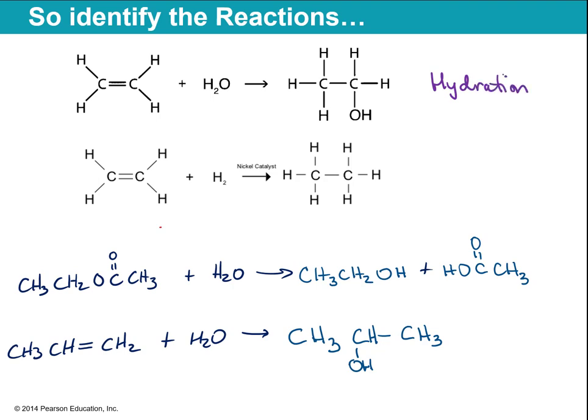So this is hydration. I'm taking the carbon with the double bond. See how on the product side it's a single? So I've broken the double bond and I'm adding water. So I end up with a hydrogen on one of those carbons and an alcohol group on the other. What's the next one?